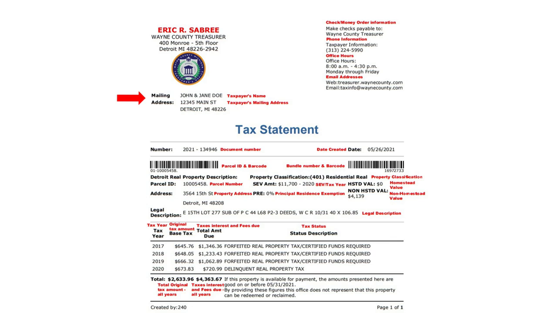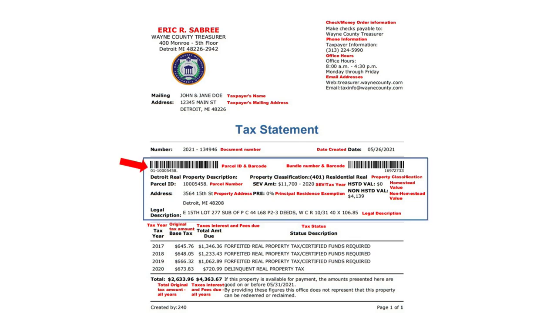Under the Treasurer's logo is the mailing information that is supplied to our office by the local Treasurer's office. If this information is incorrect, it can only be changed at the local assessor's office. Next is the document number and date created. The number is a system-generated number that shows the calendar year and how many statements were processed so far that year. The date is the date that the tax statement was created.